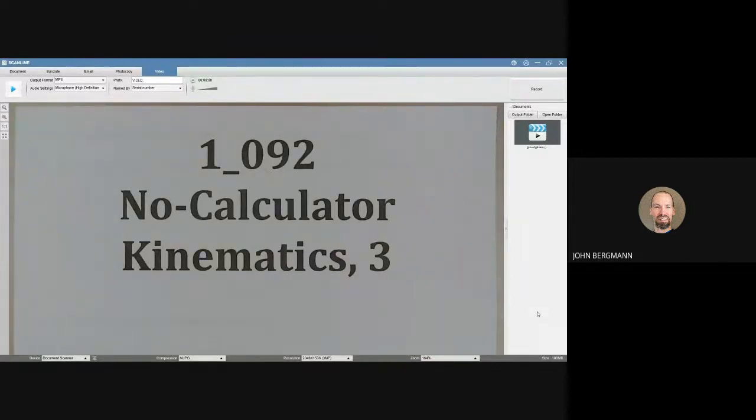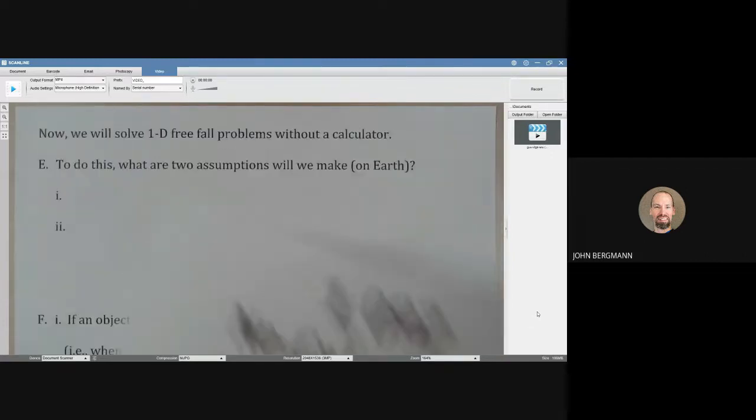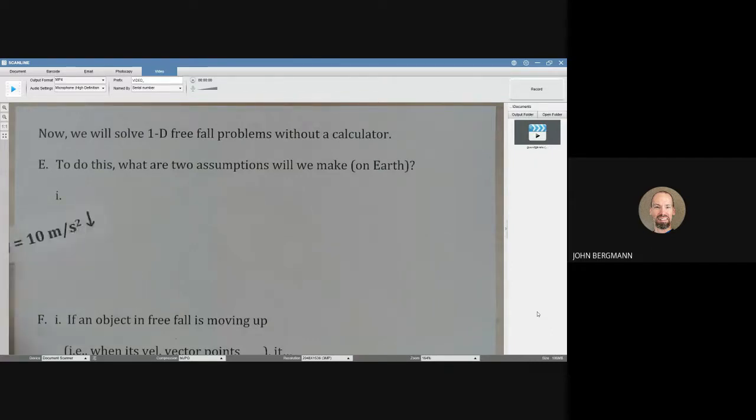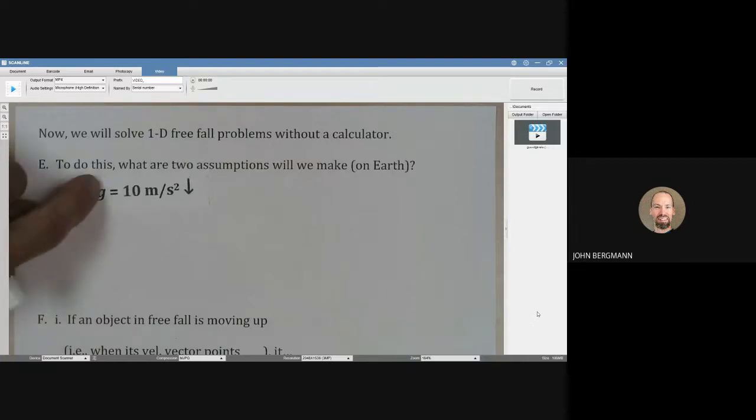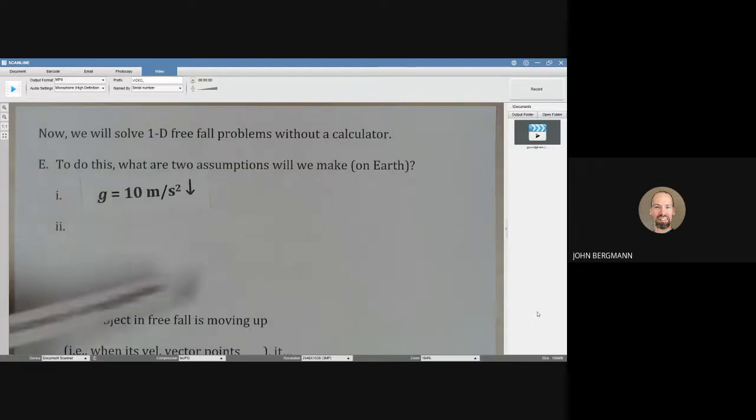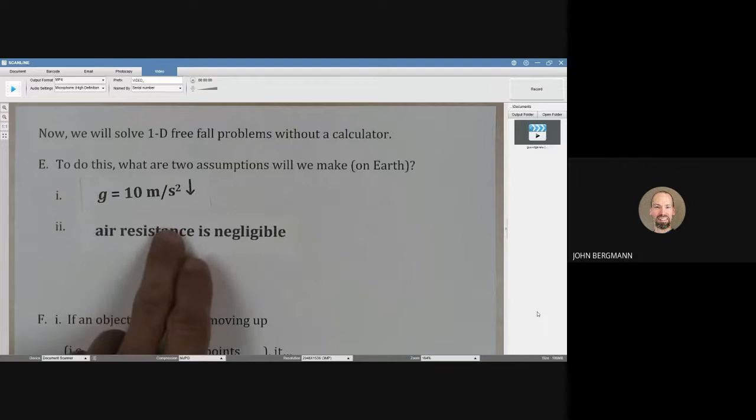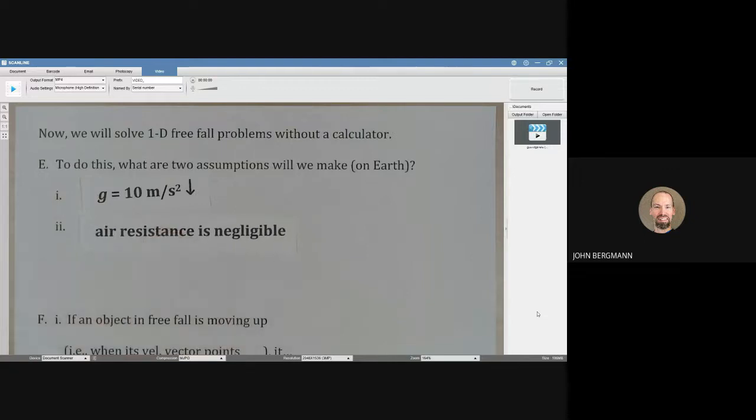We continue with our series of videos on kinematics problems without a calculator. And here, specifically, we are going to start dealing with freefall problems. Doing problems without a calculator for one-dimensional freefall. That is, objects that are just going up or coming down. And when we do that, there are two assumptions that we are going to make.